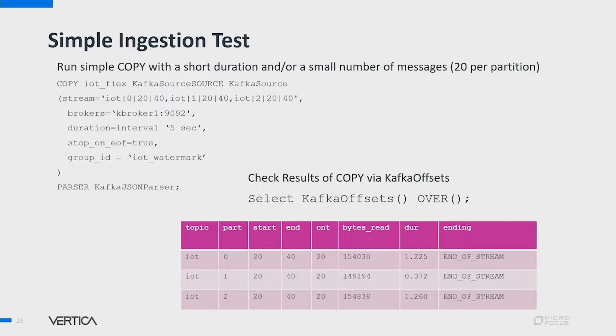We specify the stream. In this case, we are loading from topic IoT and partitions 0, 1, and 2, and the start and end offsets are 20 and 40. If this copy command executes successfully, then we can run the function KAFKA_OFFSETS, and it gives us details about the data that was loaded in this last copy command. With this small check, we can make sure that all the configuration we have defined works fine, and the connectivity between Vertica and Kafka is in place.